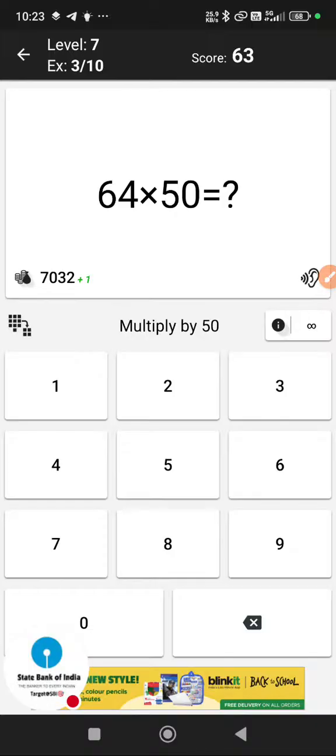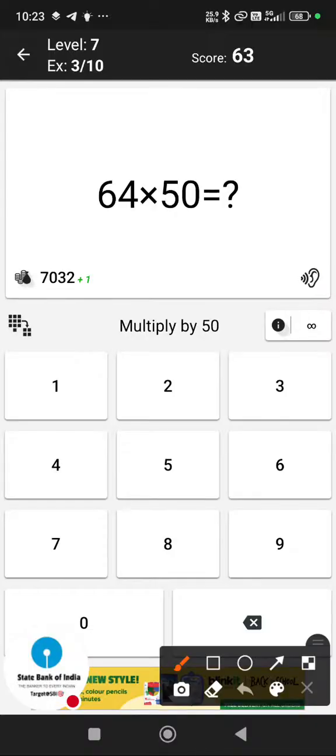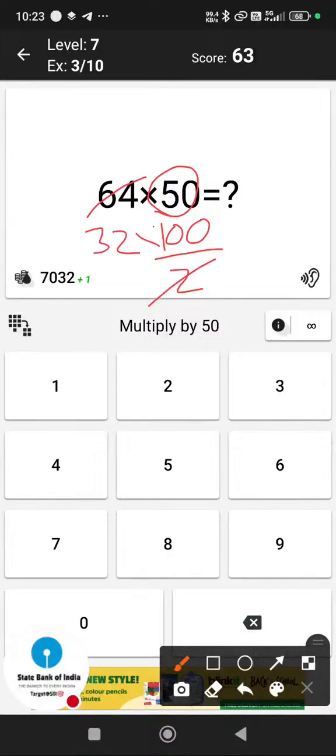Next one, here we see the question of 50 into 50. Instead of 50, I write this as 100 divided by 2. 2 3 times and 2 times into 100. So the answer will be 3200.